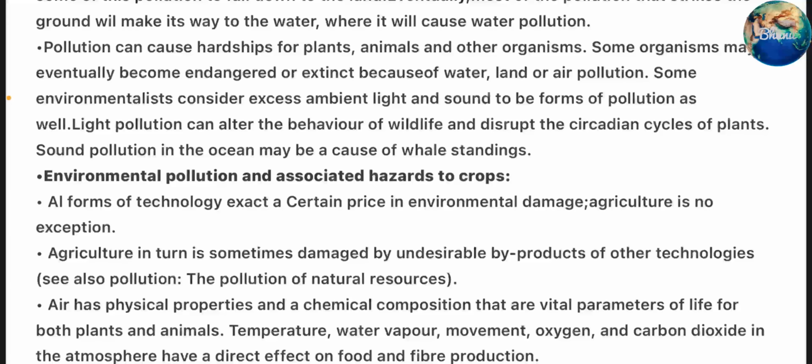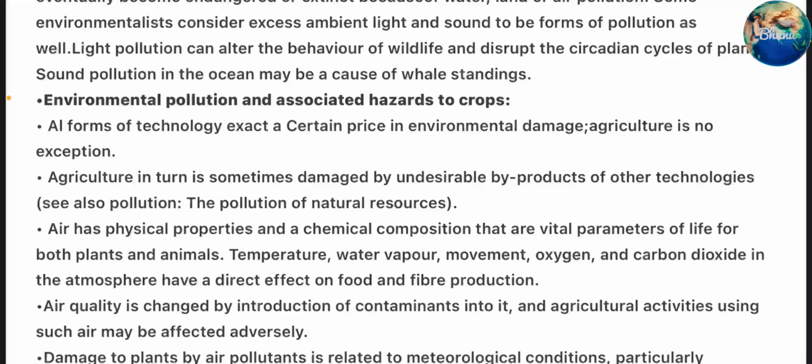Some environmentalists consider excess ambient light and sound to be forms of pollution as well. Light pollution can alter the behavior of wildlife and disrupt the circadian cycles of plants. Sound pollution in the ocean may be a cause of whale strandings.